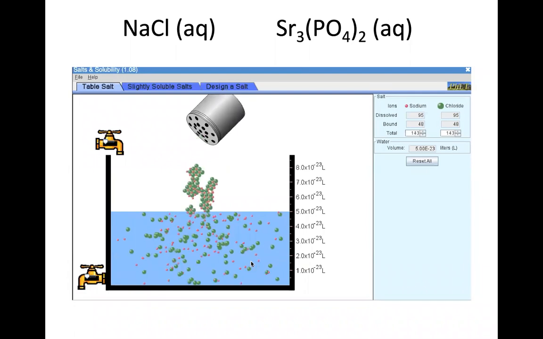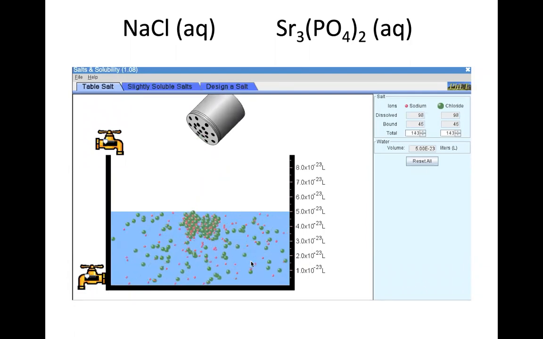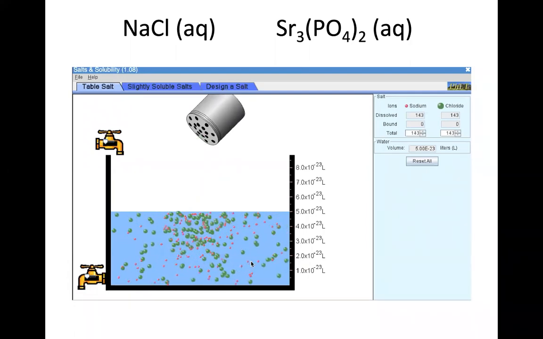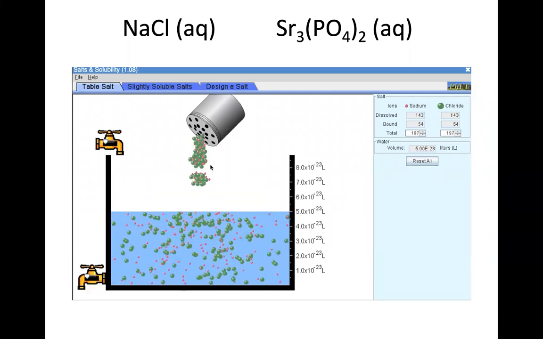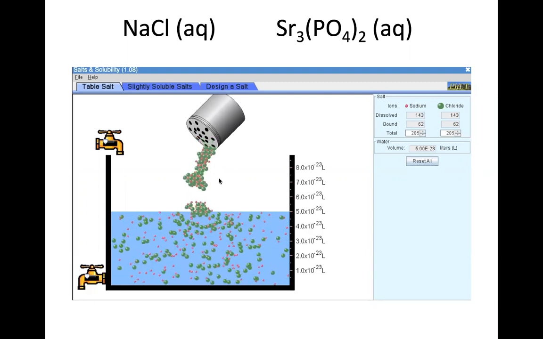I can keep adding it, and it keeps dissolving. Now, can I dissolve an infinite amount? I mean, is it like a black hole? Can you keep dissolving it? I'm adding more and more sodium chloride.